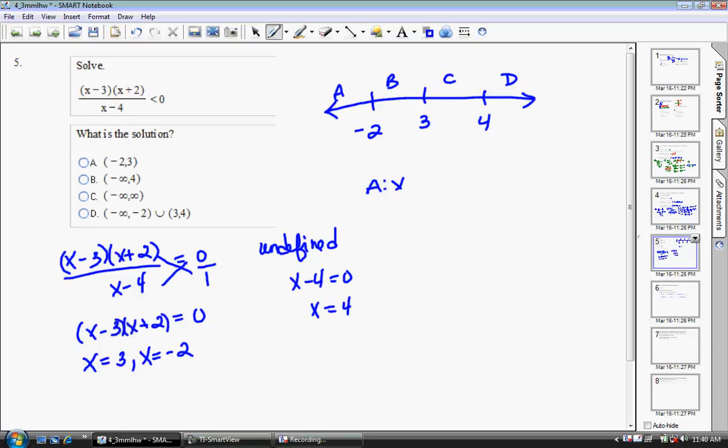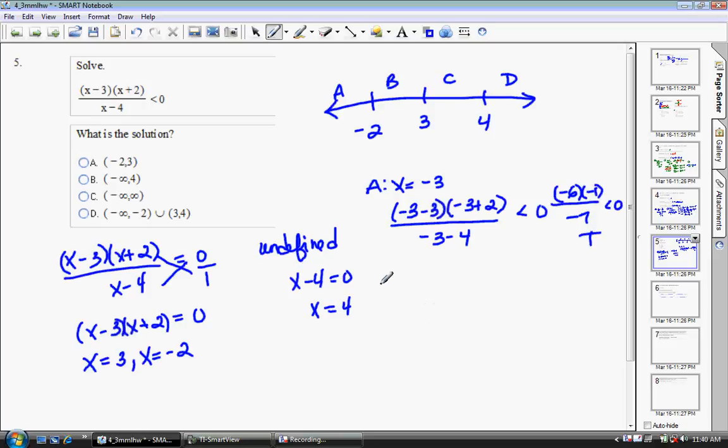So out of region A, we can test what? Something to the left of negative 2, so let's test negative 3. So we would have negative 3 minus 3 times negative 3 plus 2 all over negative 3 minus 4, is that less than 0? So what is this? Negative 6 times negative 1 all over negative 7. Is that less than 0? Yeah, that would be positive 6 over negative 7, which is negative 6/7, which is less than 0.